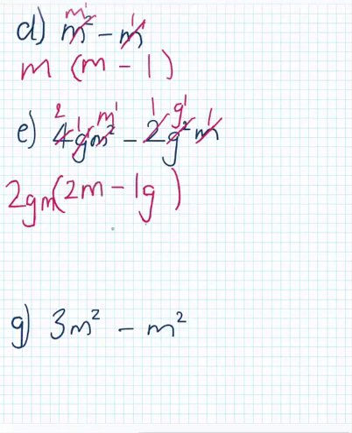And now, let's have a look and see. There's nothing else I can take out. My 1 can be invisible because I've got a G here. And that's my final answer. And once again, when you expand this, that times that and that times that, it should leave you with what you started off with. Next one, G.